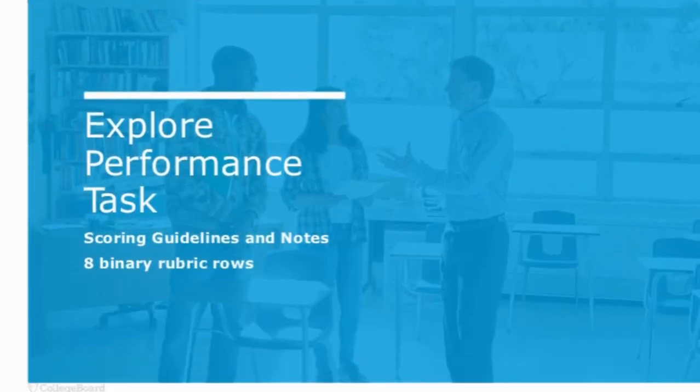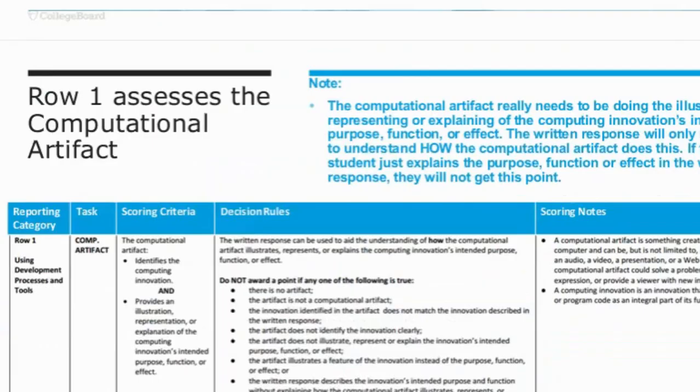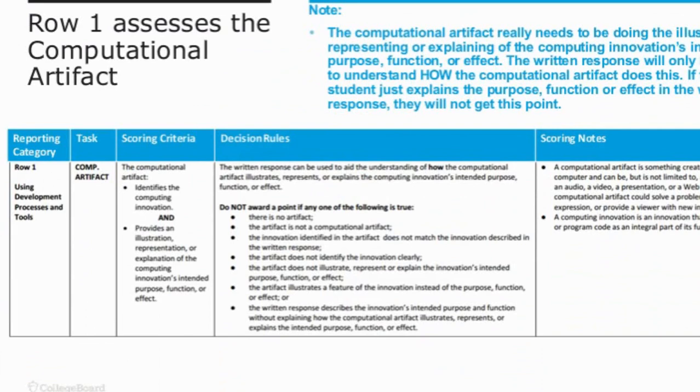All right, so the Explore performance task. This one has 8 rows as well. It is very similar to the old Explore performance task rubric. We did split 1 row. So row 1 aligns with row 1 on the old Explore task rubric, the one for 2017.